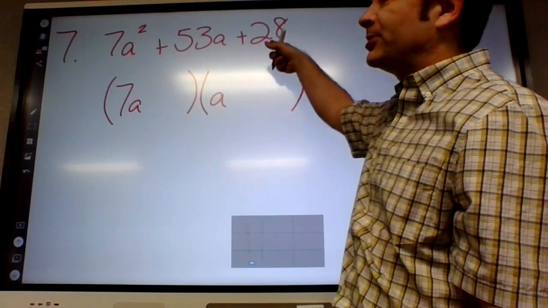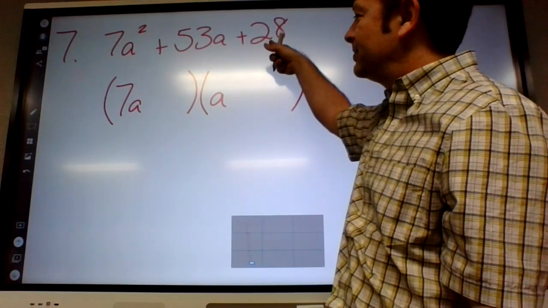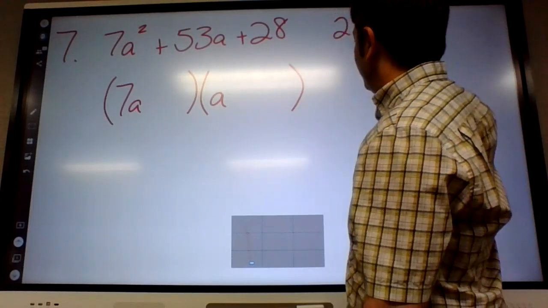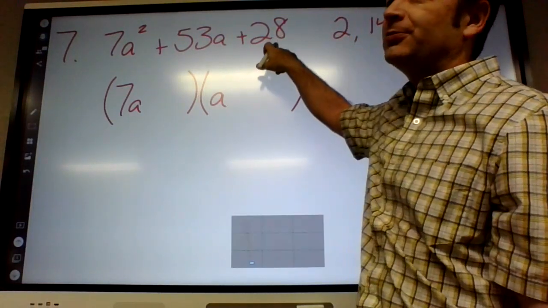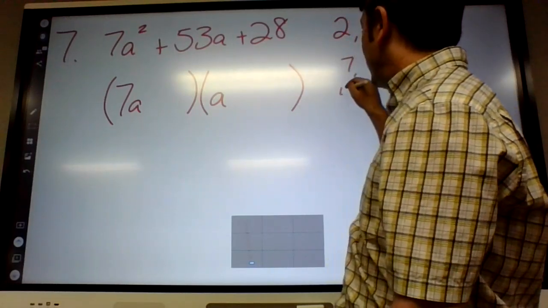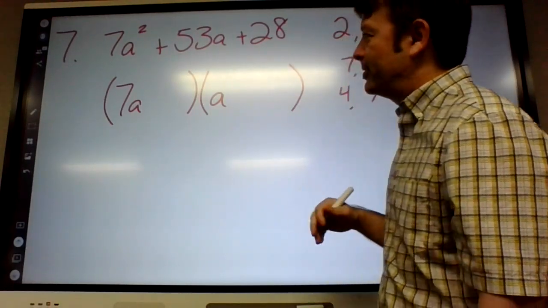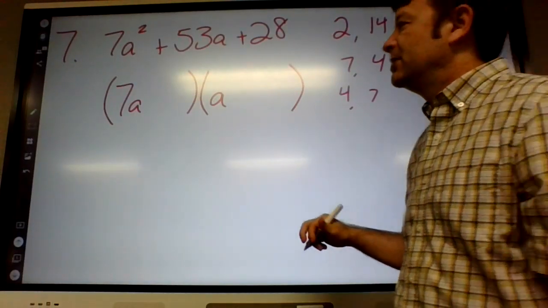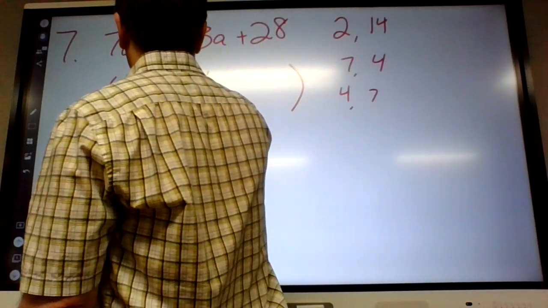There's a few things, but what's the first thing that comes to mind? 2. No, well, 2 and 14, but I was thinking the times tables. What's in the times tables? 7 and 4. Okay, or 4 and 7, I would always check the times tables first. Is it 7 and 4?